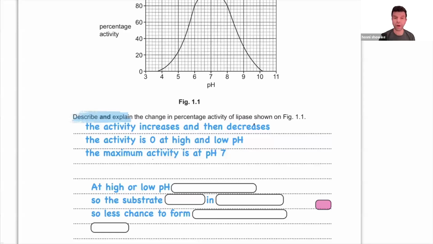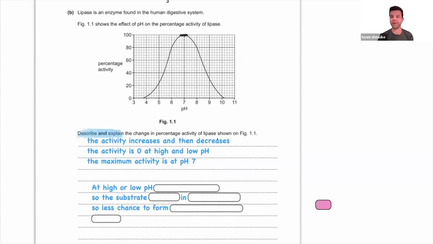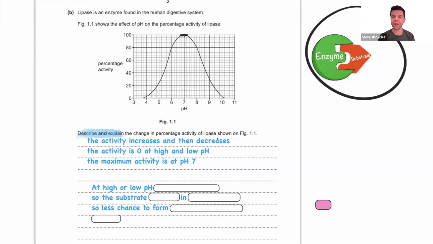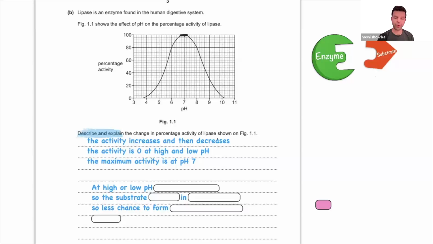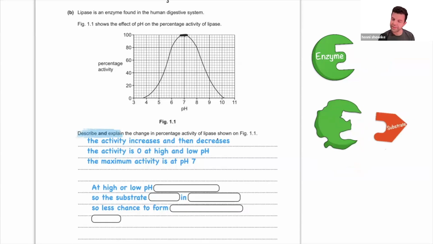Next, I'm going to talk about the explanation. You probably know that enzymes have substrates. The substrate would fit into the active site of the enzyme like this. Together, they'll make a complex. Now, if you exceed or go below that optimum pH, the enzyme will look something like this, right? The enzyme would be denatured. At that moment, the substrate won't be able to fit into the active site. So that's what I'm going to talk about here.